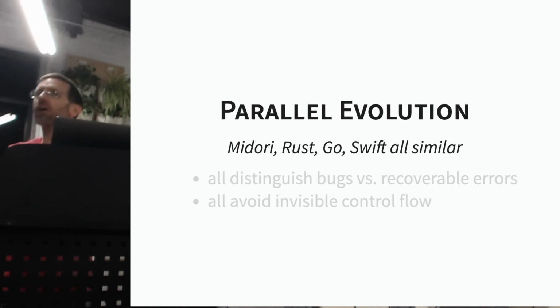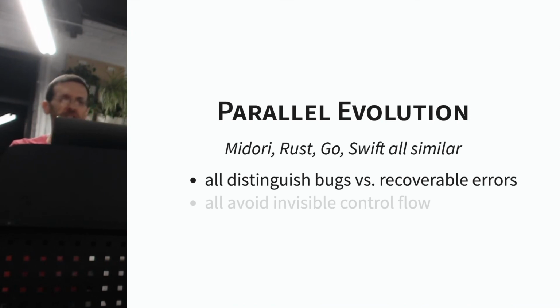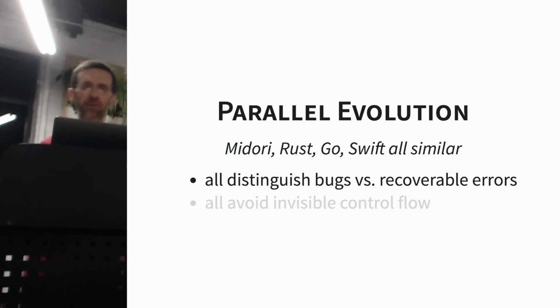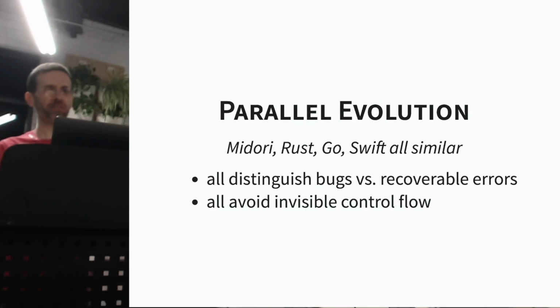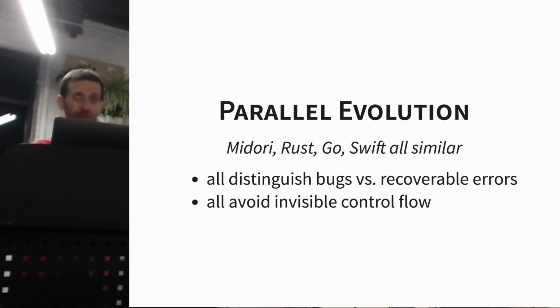In fact, all four of these platforms, Midori, Rust, Go, and Swift, seem to have evolved certain common traits. Notably, they all provide a distinct, coarse-grained error handling mechanism for bugs, which is separate from their fine-grained function-level mechanism for recoverable errors, and they all ensure that locations in the code where failure can occur are identifiable, shunning the invisible control flow which makes many exception-based environments difficult to reason about.